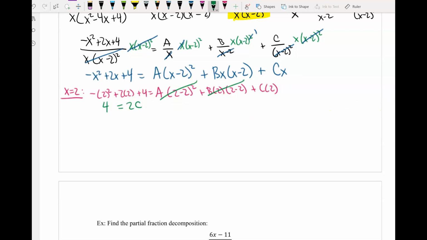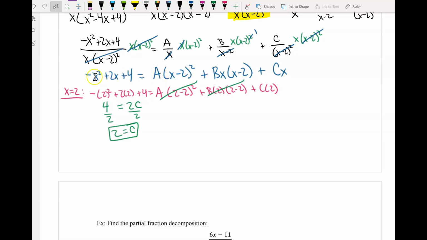So now I can just divide by 2, and c is equal to 2. Okay, so it's a lot easier to work with. Okay, so now I know what c is. Now let's go ahead and plug in something that might help me find what a is.